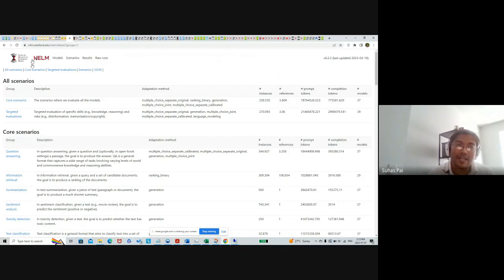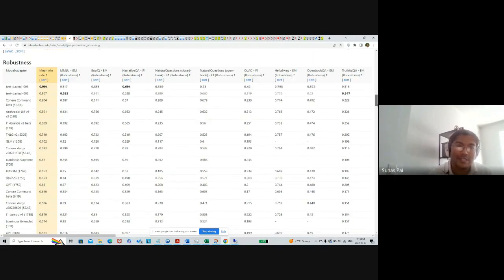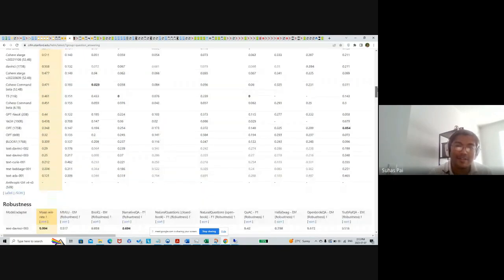There is another one called HELM, by the way, which I think is a little more robust. For example, for question answering, you have accuracy, you have calibration, robustness, etc. So it looks a lot more holistic. By the way, you can see OpenAI leading here. But anyway, even this has its own limitations. Again, automatic evaluation is just not possible.